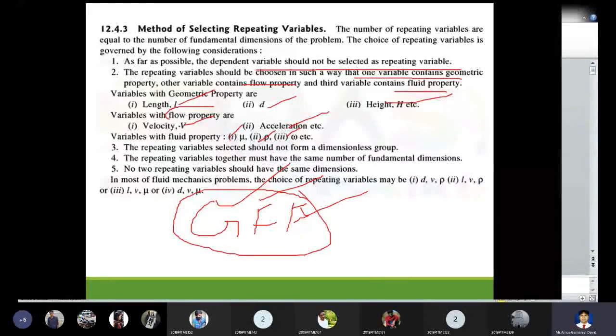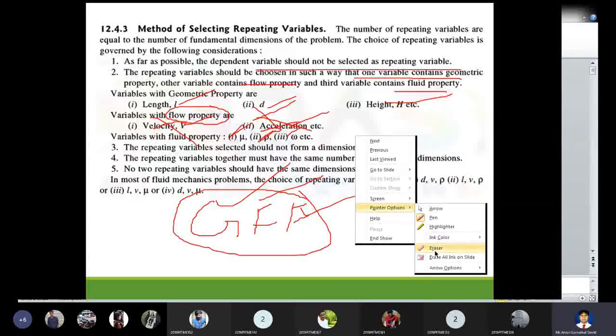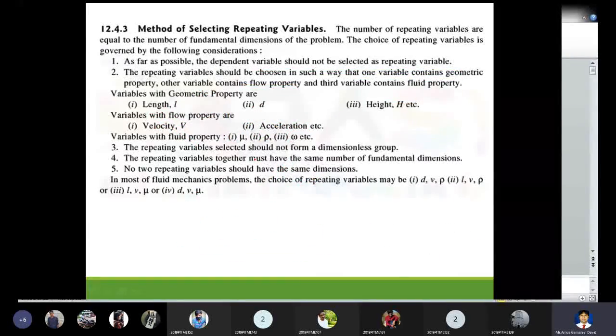Flow property will come into play only when the fluid is flowing. If it is not flowing, velocity and acceleration cannot exist at all. Correct? Clear? But mu and density will be there even when the fluid is not flowing. That's why it's called a fluid property. Whether the fluid is stationary or moving, under both conditions these will exist.